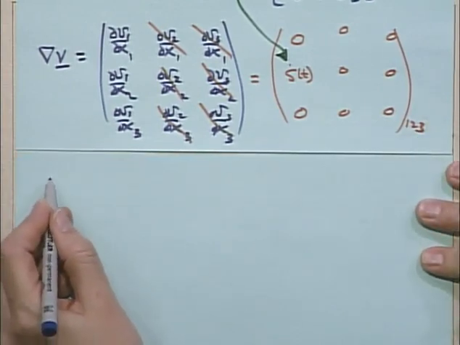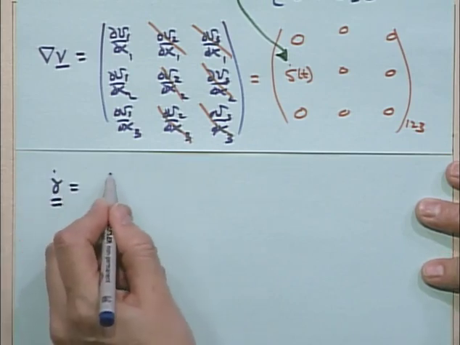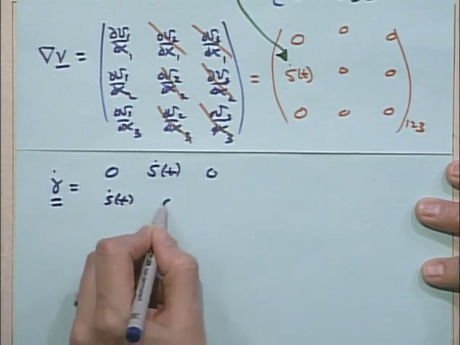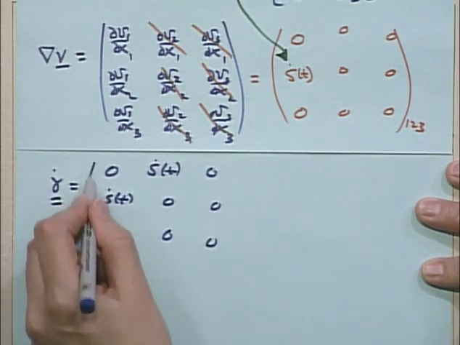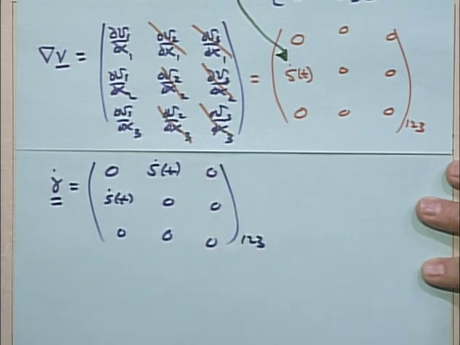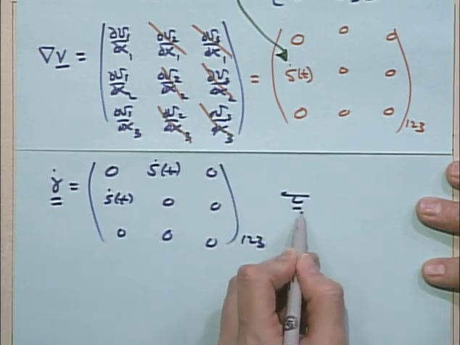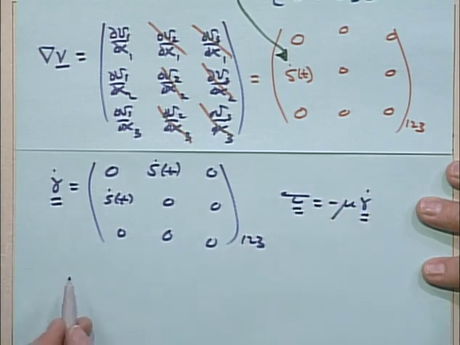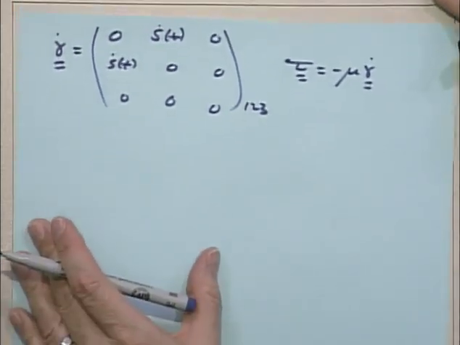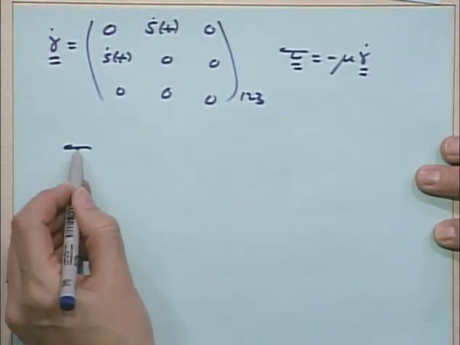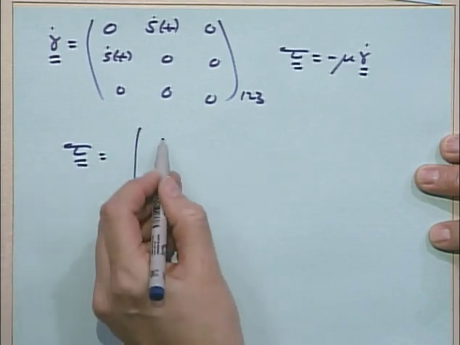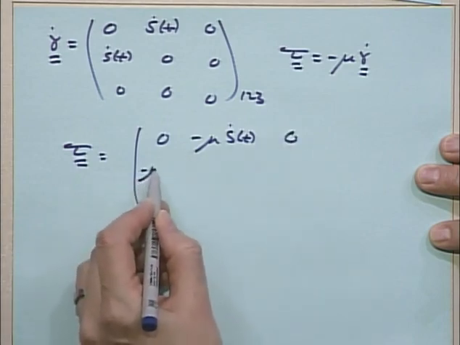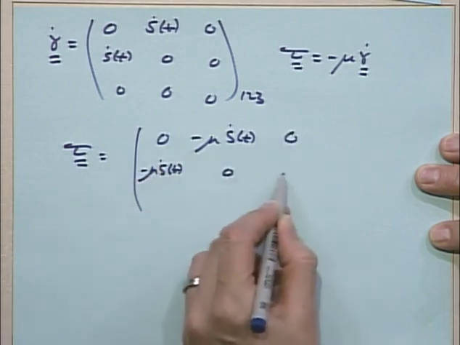So that means that gamma dot times del V plus del V transpose must be 0, sigma dot, 0; sigma dot, 0, 0; 0, 0, 0. And the stress tensor must be tau equals 0, minus mu sigma dot, 0; minus mu sigma dot, 0, 0; zeros.